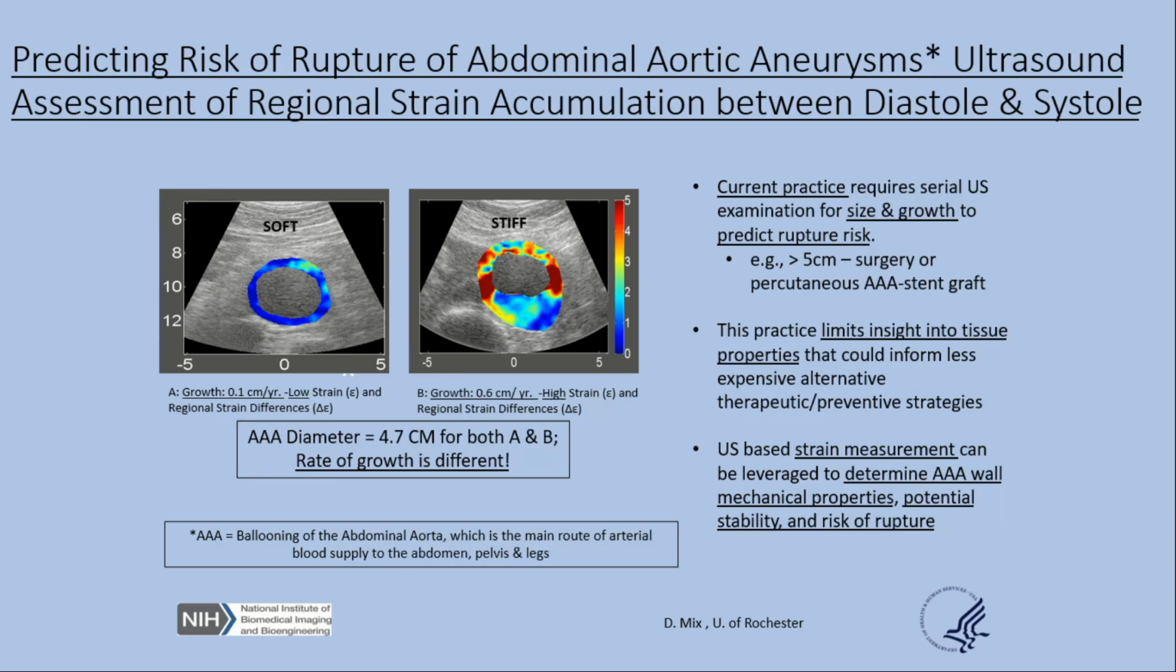But by studying the actual mechanics of what's going on in the wall, you can be much better at what you do. For example, here, you're seeing a soft aneurysm. They're both the same dimension, right? Both are 4.7. But this one is soft, growing at 0.1 centimeter per year, and this one's stiff. I mean, this is growing at 0.6.